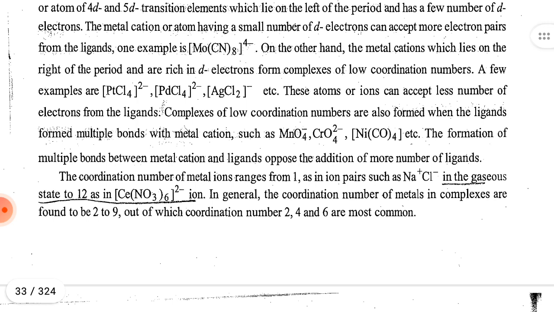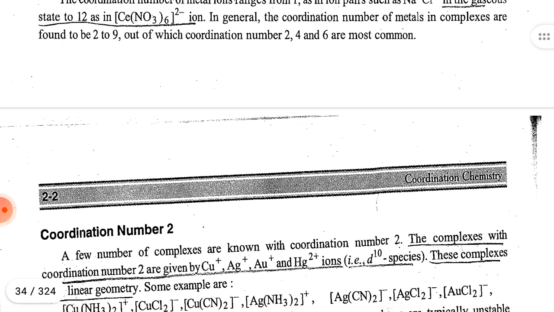The coordination number of metal ions ranges from 1, as in ion pairs such as Na+Cl- in the gaseous state, to 12, as in the Ce(NO3)6 2- ion. In general, the coordination numbers of metals in complexes are found to be 2 to 9, out of which coordination numbers 2, 4 and 6 are most common.